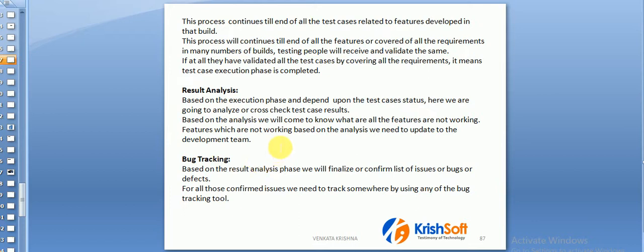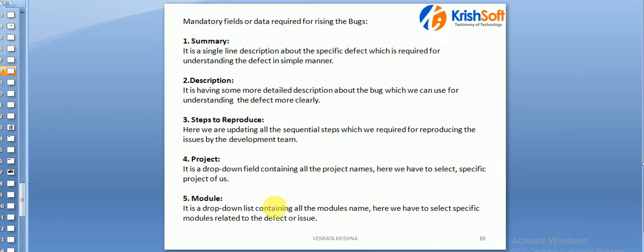So results analysis is where you verify all the test cases you have executed, how many passed and how many failed. For the failed test cases, you need to report them to the development team. That is bug tracking. Coming to bug tracking, you need to enter different fields while raising a bug. I have considered ALM as the tool.